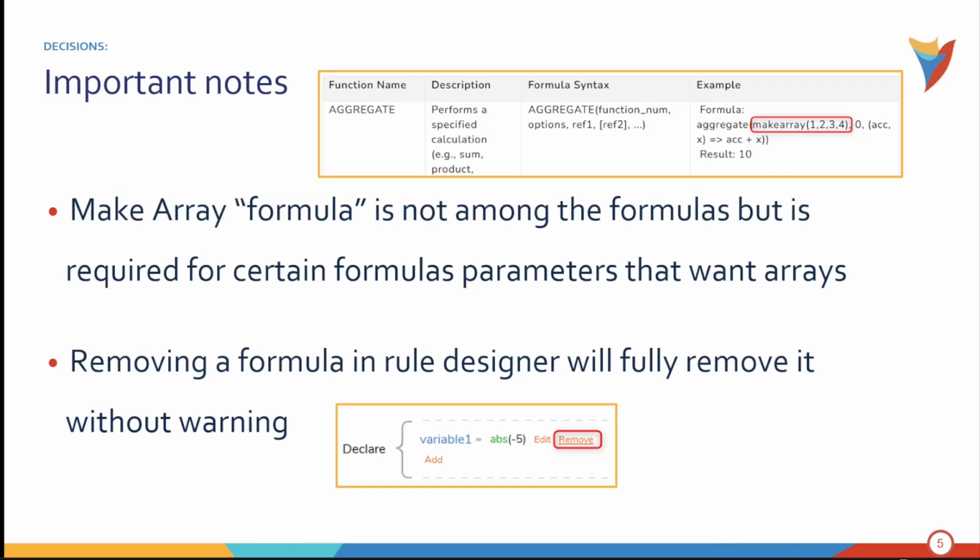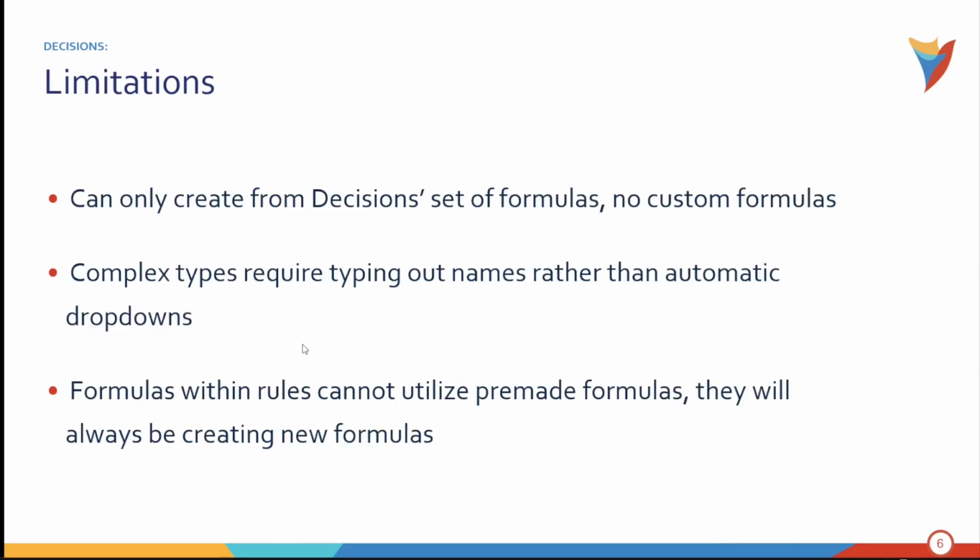Also, removing a formula in the rule designer will fully remove it. You saw earlier in the video when I was demonstrating and showing how this declare works. If I click remove, it will remove it. It does not give me the ability to call back to it or to reference it again or anything like that. It doesn't ask me to create it. It will just automatically remove it, which does bring me to another point about those.